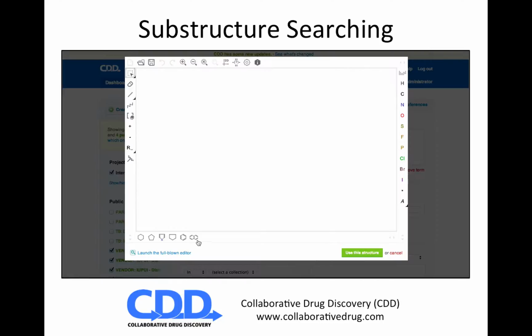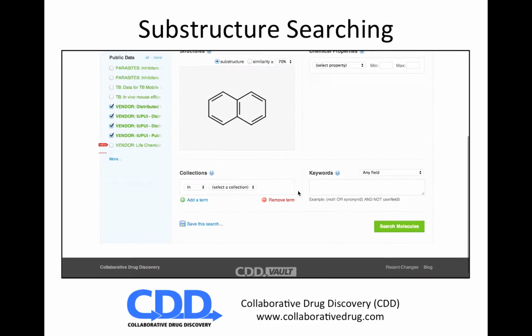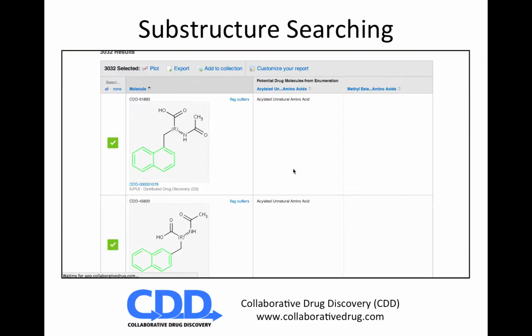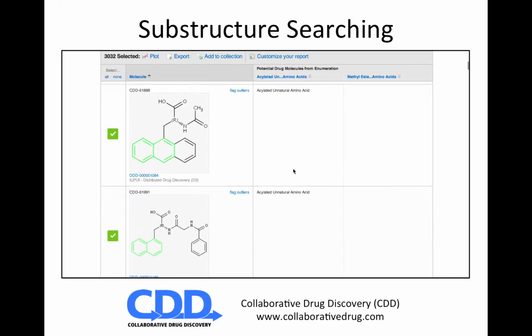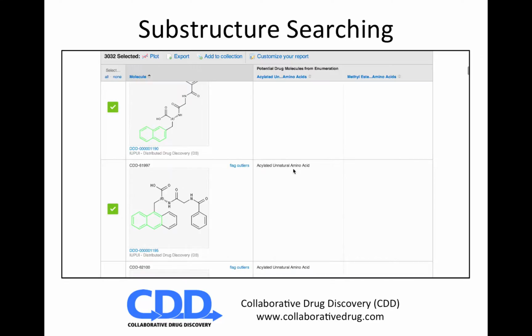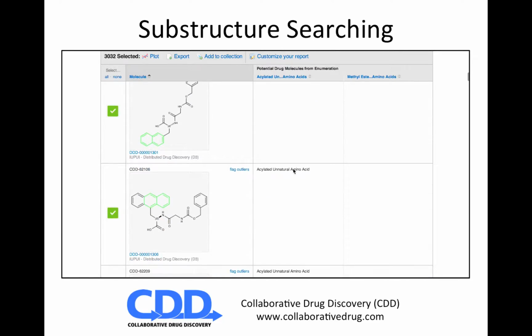To search for naphthalene-based D3 compounds, just enter naphthalene, without explicit hydrogen atoms, into the online molecular viewer and click the Search Molecules button. In total, 3,032 D3 compounds match the search criteria. Prioritizing subsequent experimental work by focusing on these naphthalene compounds will likely yield a higher hit rate than would have been obtained otherwise.